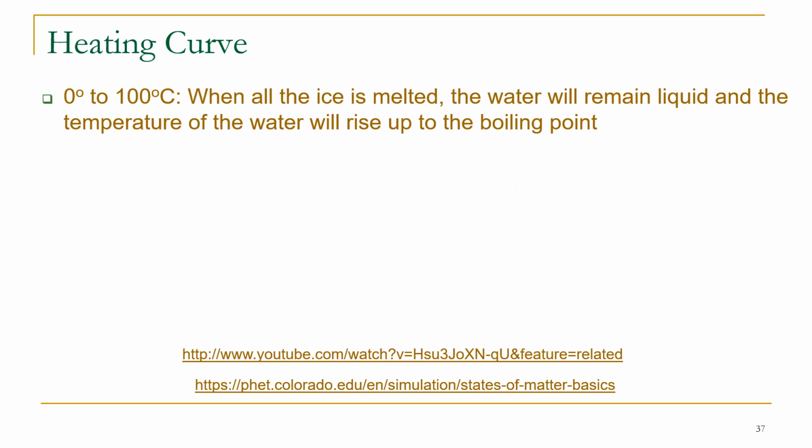All right, now once all of the ice has totally melted and we're at 0 degrees Celsius, if we keep adding heat at this point, now we're going to increase the temperature of the water. So from 0 degrees up to 100 degrees, the water will remain a liquid, and the temperature of the water will rise up to the boiling point. So it will just keep increasing. At 100 degrees, the water will begin to boil. Again, we're always at 1 atmosphere, so that's why it's at 100 degrees.